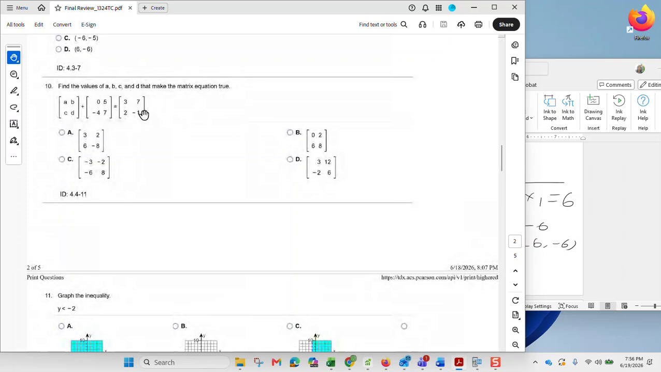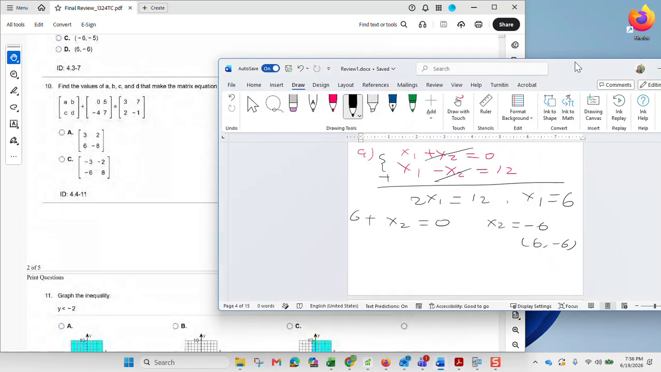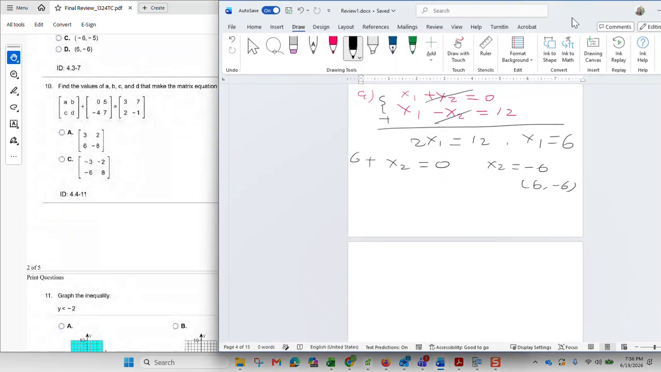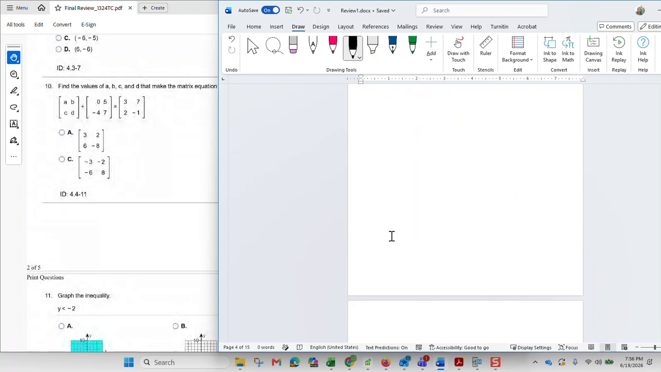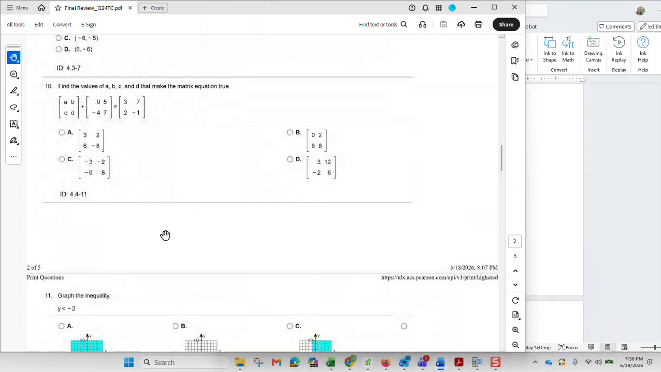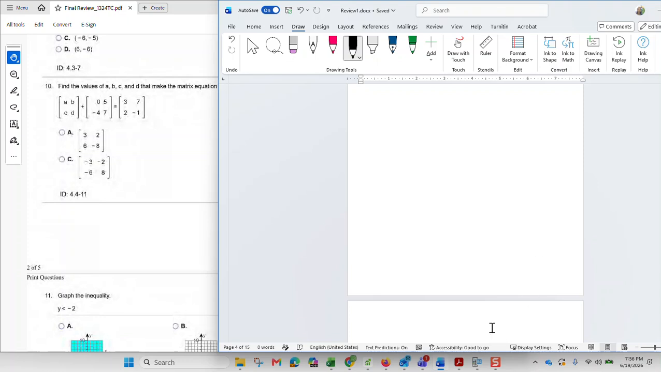Using the values to find the A, B, C, D in this matrix. So we have matrix addition and subtraction. In order for matrices to be able to add and subtract, they have to be the same size. All right, so what does this mean in number 10?